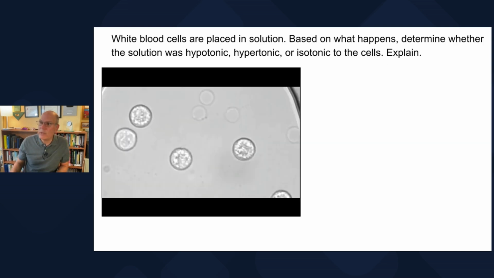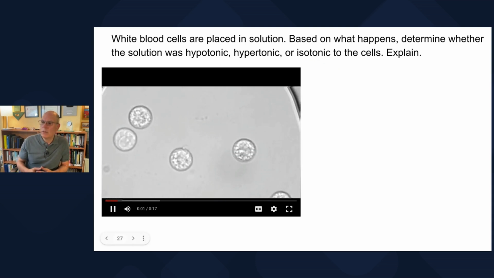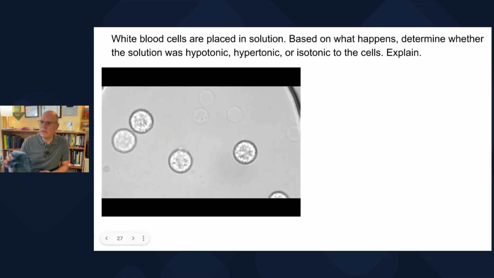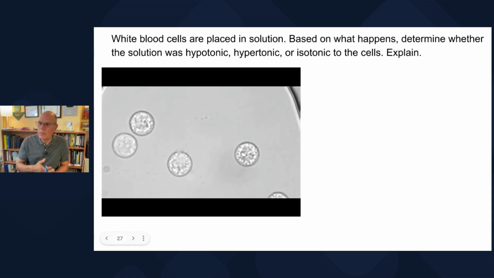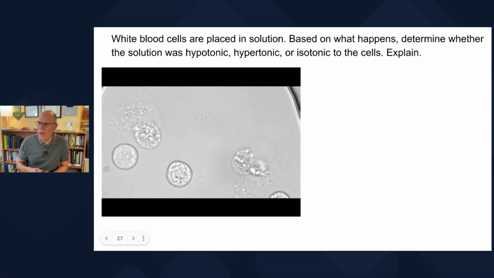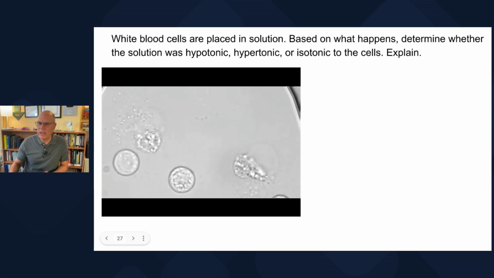See if you can figure this one out. White blood cells are placed in solution. Based on what happens, determine whether the solution was hypotonic, hypertonic, or isotonic to the cells, and explain. Let's watch. Okay, let's see what's happening to those cells. Watching them. Holy cow! Look at these poor cells.